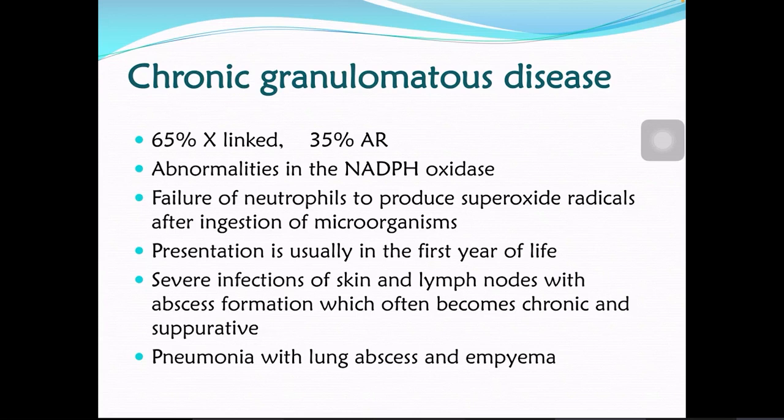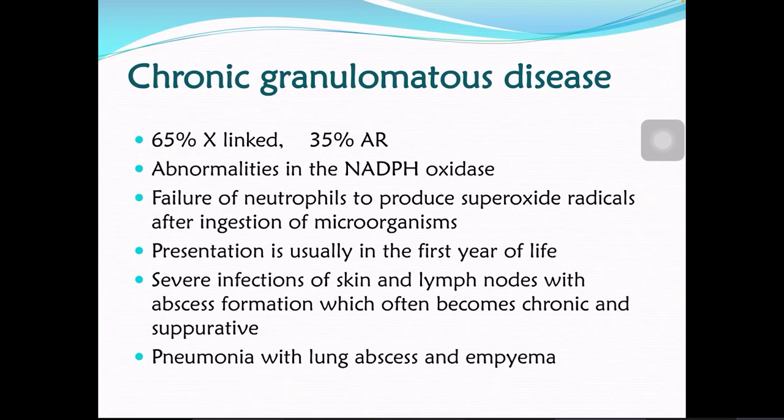The next entity is chronic granulomatous disease, and it is about 65% X-linked and 35% autosomal recessive, which means that girls and boys can both be affected. It is due to an abnormality in the NADPH oxidase. Here the neutrophils are unable to produce the superoxide radicals, which are useful for ingestion of microorganisms. These patients also present with recurrent skin infections and infections of the lymph nodes with abscess formation in the first year of life.